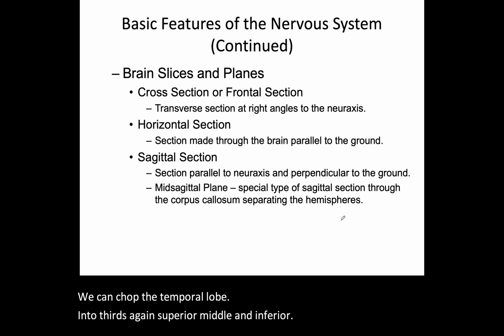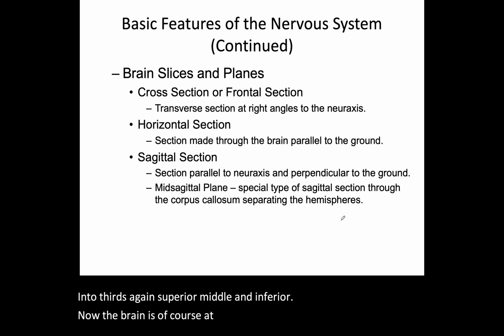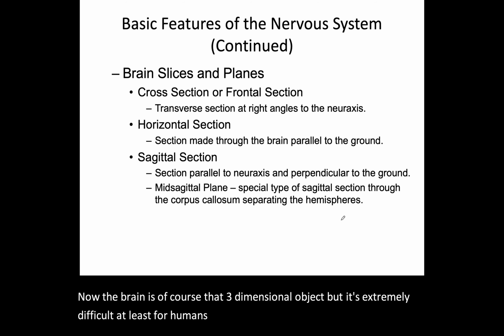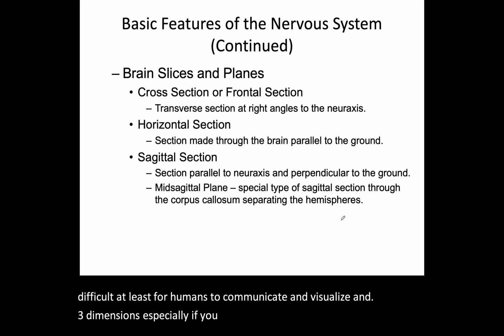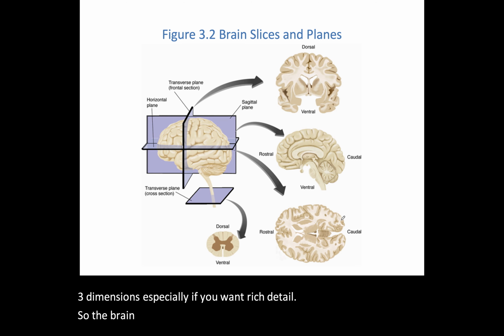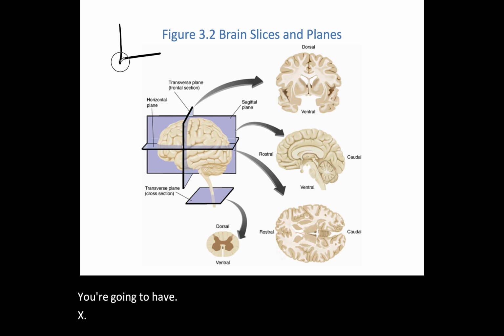Now, the brain is, of course, a three-dimensional object, but it's extremely difficult, at least for humans, to communicate and visualize in three dimensions, especially if you want rich detail. So, the brain is usually studied in slices. You have a three-dimensional object. You're going to have X, Y, and the Z plane coming out at us.